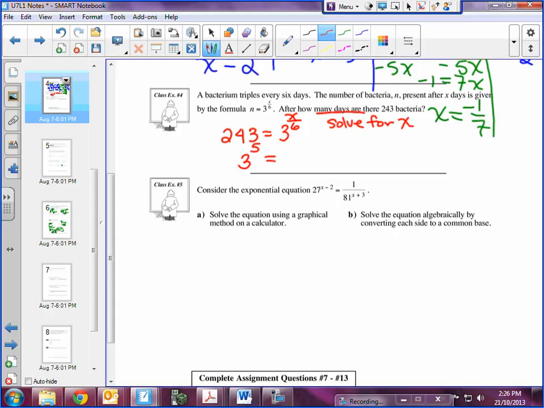Carly and Michaela, do you agree? So what's my next step? So what am I writing? 5 equals x over 6. Now I don't have any addition or subtraction going on here, so you do the opposite operation to isolate your x. Multiply both sides by 6, so you have 30 equals x. So after how many days? After 30 days. So in 30 days, there will be 243 bacteria.